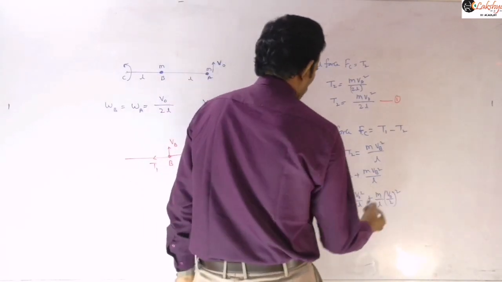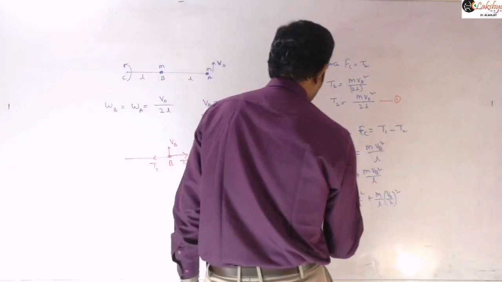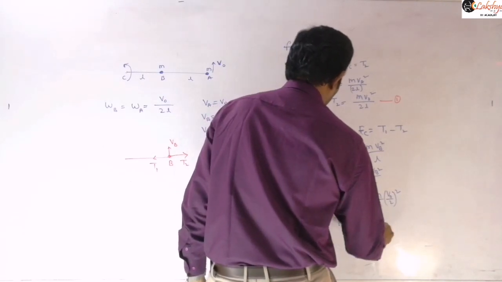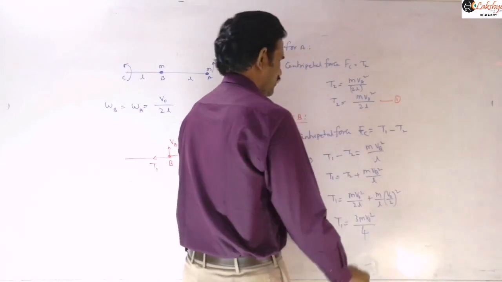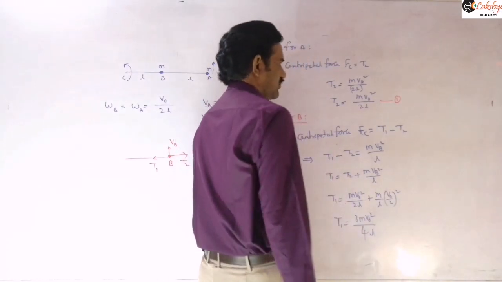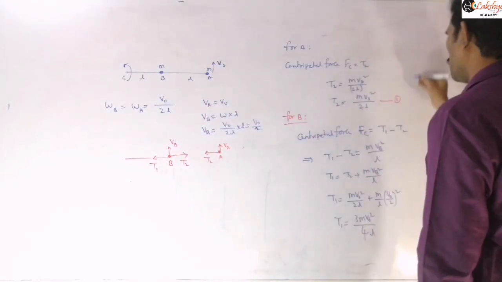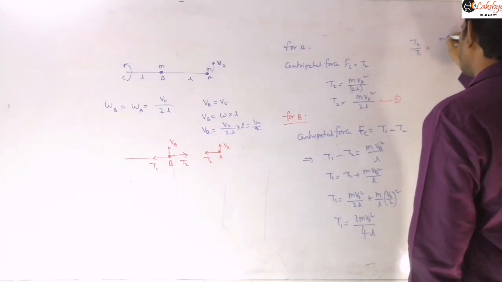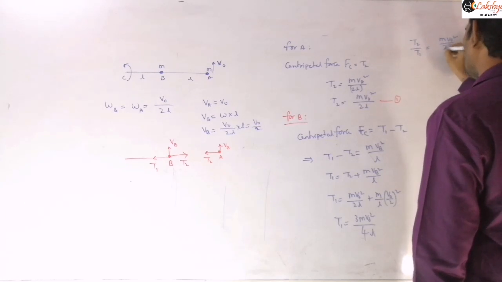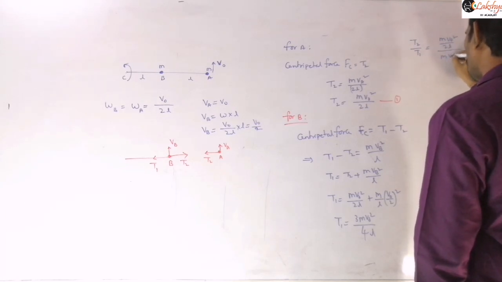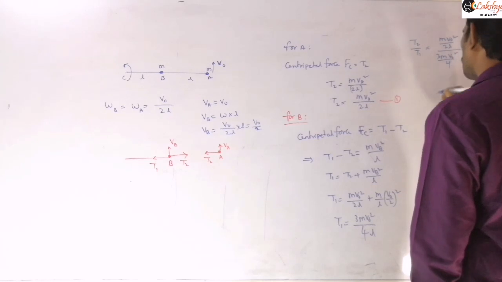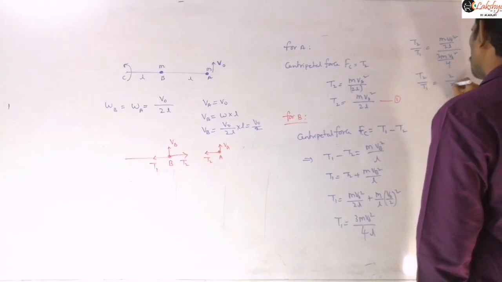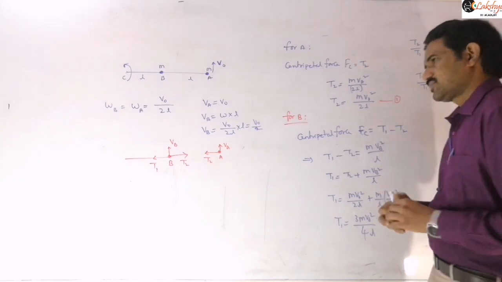And so then this value will be 4 you will get. So this is 3 mv naught square by 4 you can write 4L. And therefore now we can write the ratios here. The T1 by T2 ratio, T2 by T1 is our required ratio. So this is mv naught square by 2L by mv naught square by 3 mv naught square by 4 you can write. Therefore this T2 by T1 is equal to 2:3 you can write. So that will be the ratio there.